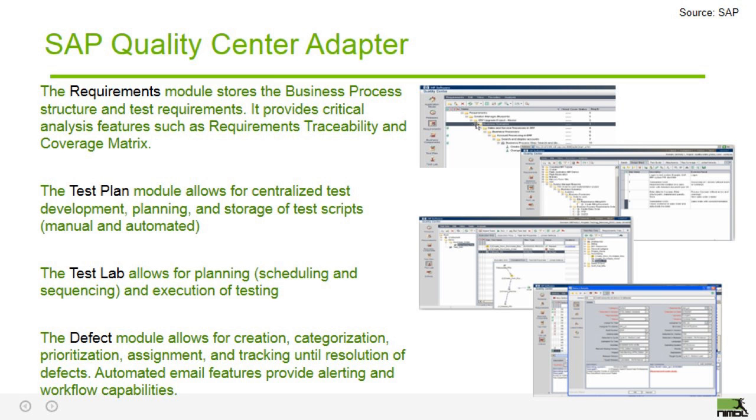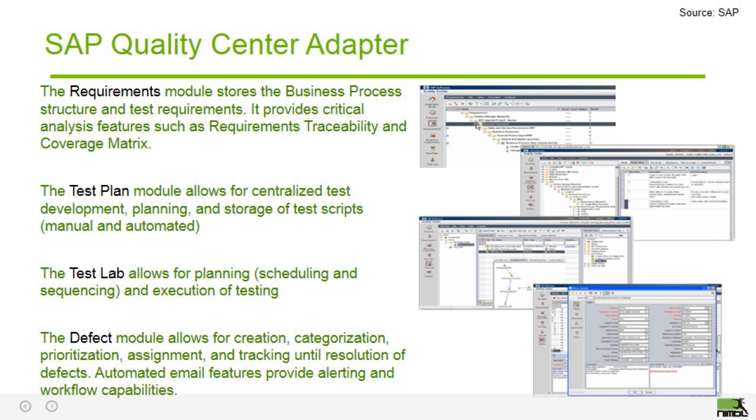Yogesh has a question: can you map multiple SolMan projects to a single QC project? The mapping is one-to-one. So you would go into the project admin transaction, and you would actually say which Quality Center project you want to connect your SolMan project to. Now, if you want to do it multiple, you'll have to change that setting every time you want to change which project you want to connect to. Okay.